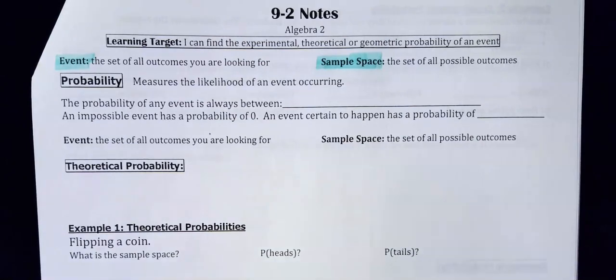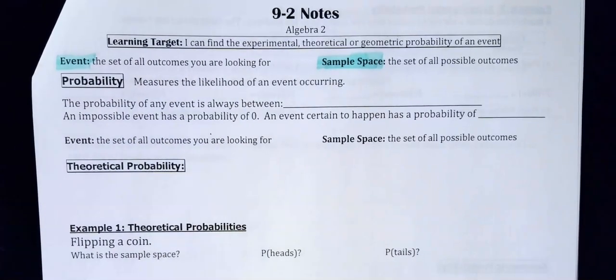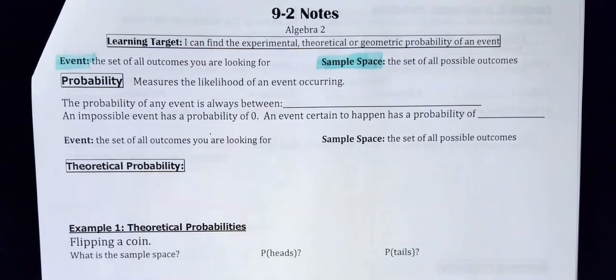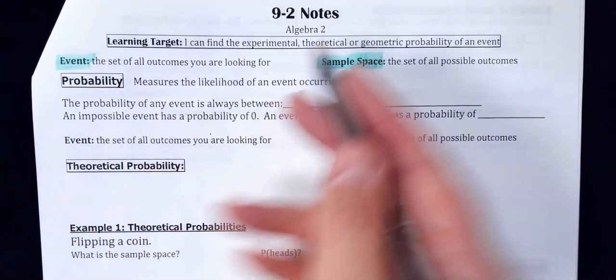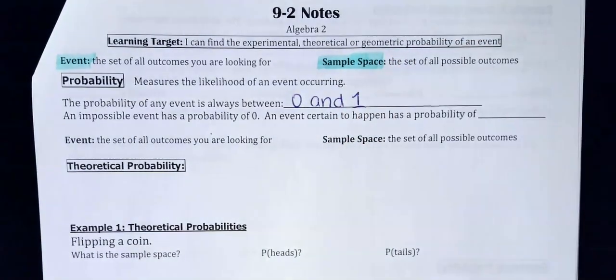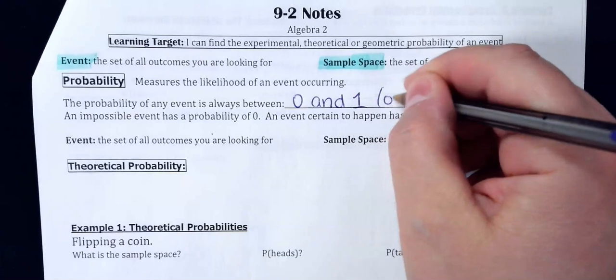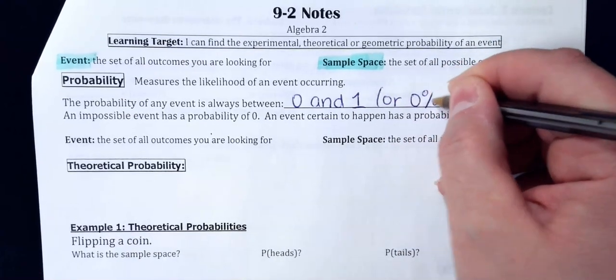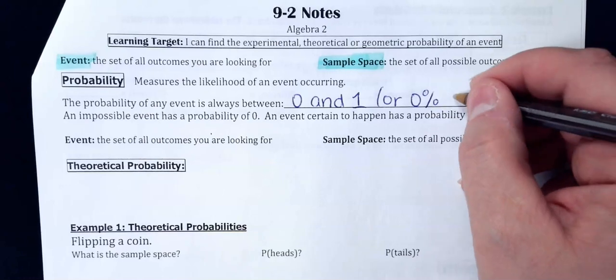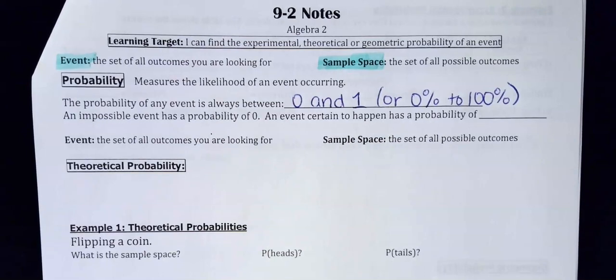Now, those 2 things are used to calculate probabilities. Probability in general just measures the likelihood of the event you want to happen occurring. And the probability of an event is always between 0 and 1. You can write these as a decimal, as a fraction, or if you want to, as a percent, 0% to 100%.